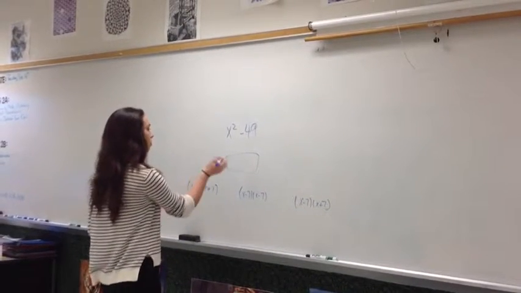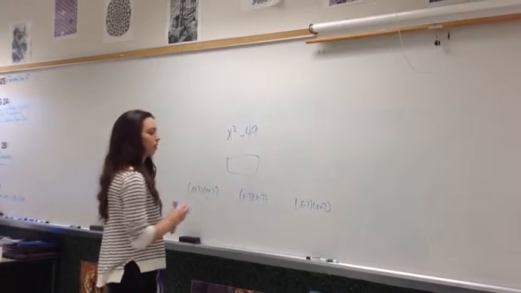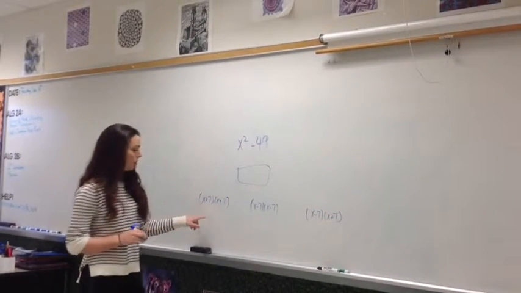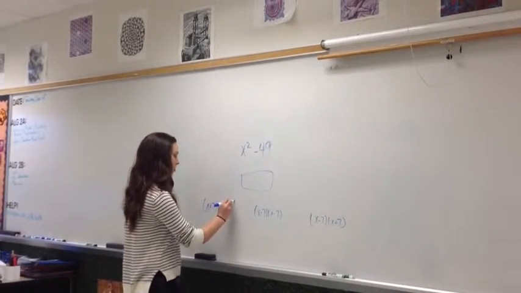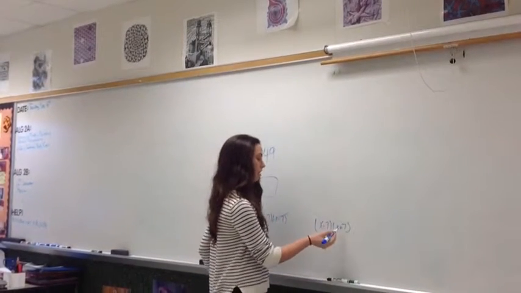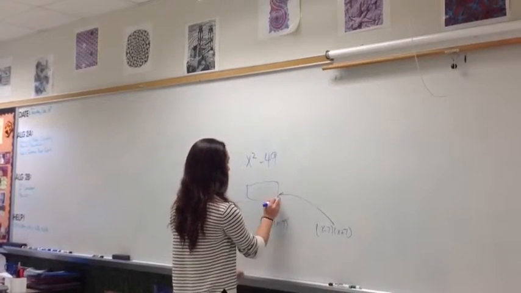And you know that both of them are perfect squares, and the square root of 49 is 7. So you know that it has to be plus and minus. This one is just plus, so it's not that one. This one's just minus, so it's not that one. And this one has both. So you would drag and drop it into the box. So yeah.